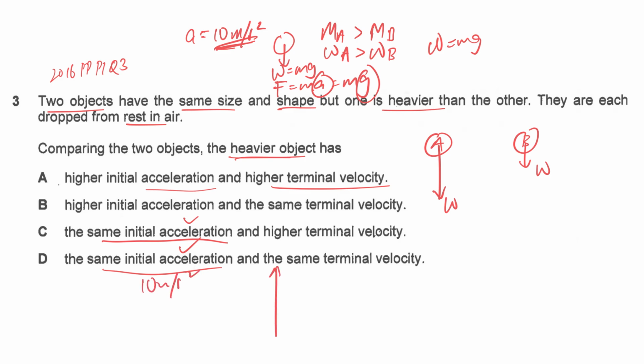That means for the velocity-time graph for both A and B, the initial steepness of the graph will be the same. The gradient is 10 meters per second squared.